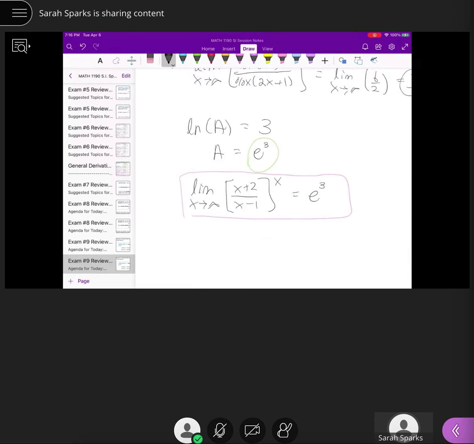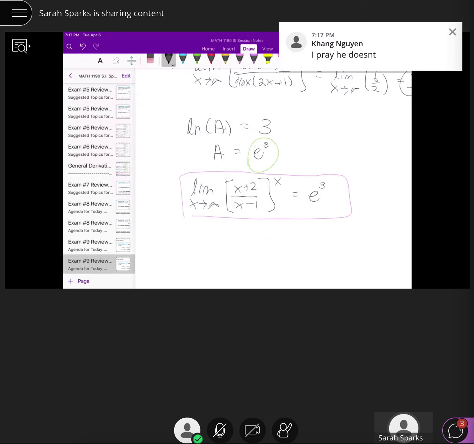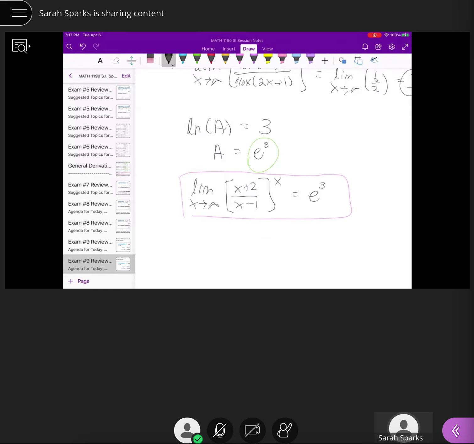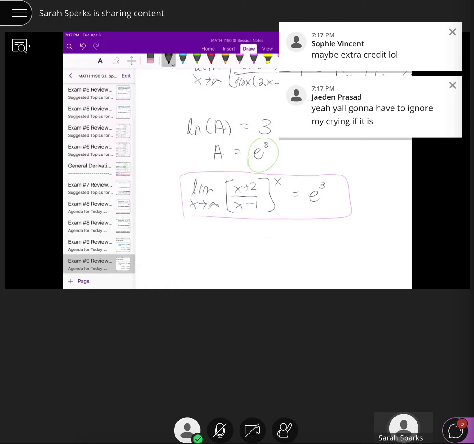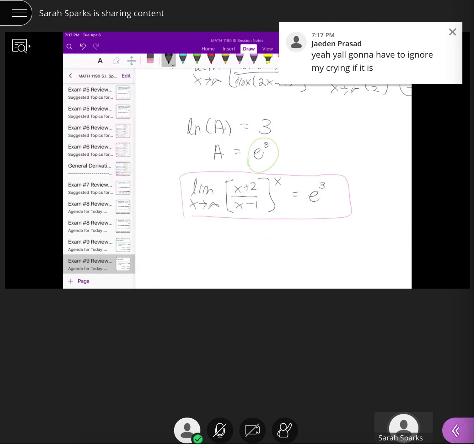I don't think you'll have that hard of a problem on the test. I think that problem would take up too much time, honestly. Time-wise, I don't think he would put that problem on the exam, but he might have something where you have to use your log properties that we used in these problems, or you have to use that 1 over x tool that I just talked about.